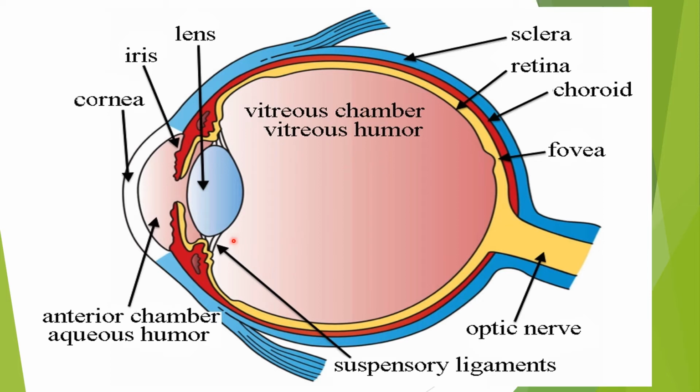Now the suspensory ligament, which along with the ciliary muscles plays a role in changing the focal length of the lens for the power of accommodation, also keeps the lens in position.